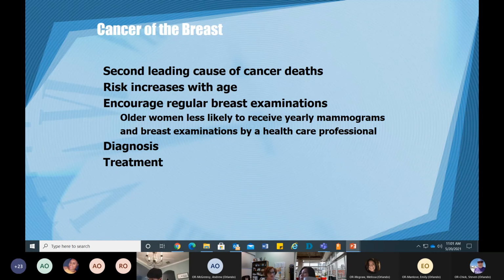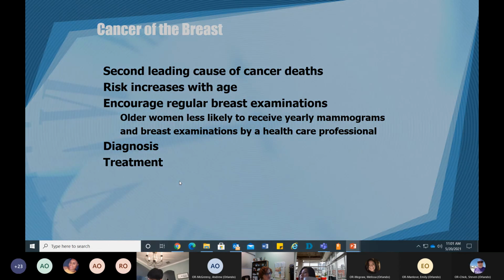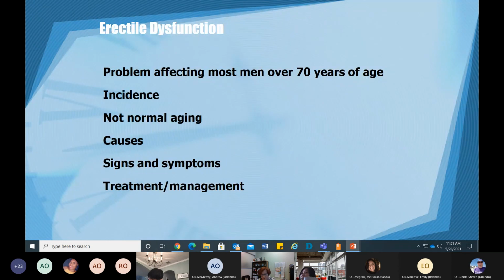Men can also develop cancer of the breast. It's very virulent, and they don't do as well as women do with that kind of cancer. So let's look at a few problems with our men, just a few slides, and then we're going to take our break here, okay? Erectile dysfunction obviously really affects most of our men over the age of 70.